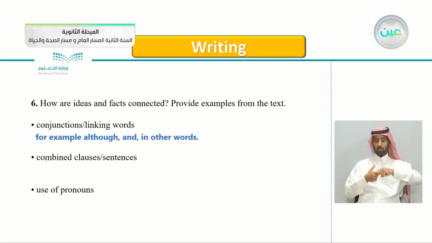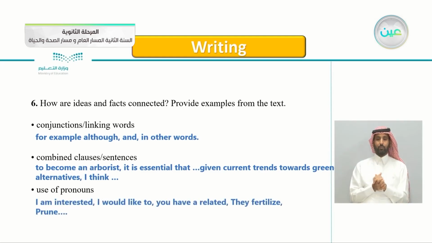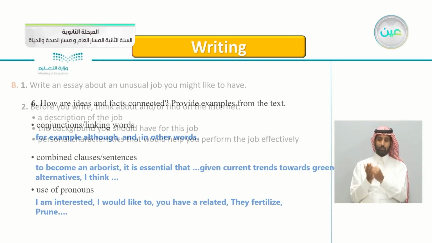Combined clauses and sentences. Provide some examples here from the text. To become an arborist, it is essential that, given current trends toward greener alternatives, I think, and so on. Use of pronouns. I think you can see in the article lots of pronouns actually. He said, I am interested. I would like to. You have a related. They fertilize, etc. So there is a lot of use of pronouns in the article.